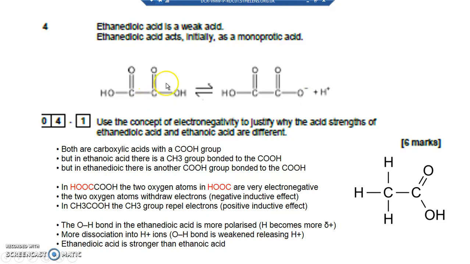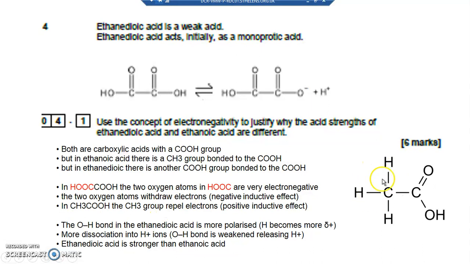And then you've got to say that this part of the molecule in ethane dioic acid has oxygens, and oxygens withdraw electrons. They're electronegative. So these carbon to oxygens will pull electrons. This section of the molecule will pull electrons towards itself and will help break that bond by moving the electrons onto the O, making O- and H+.